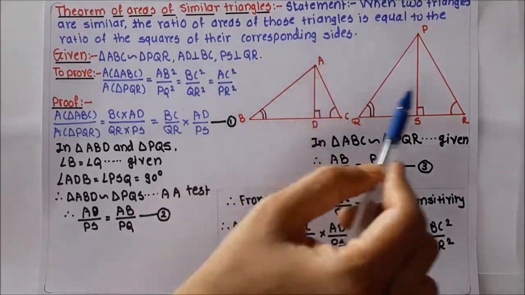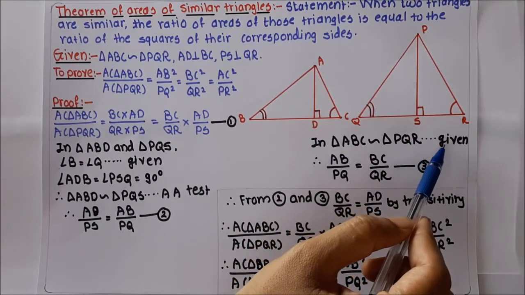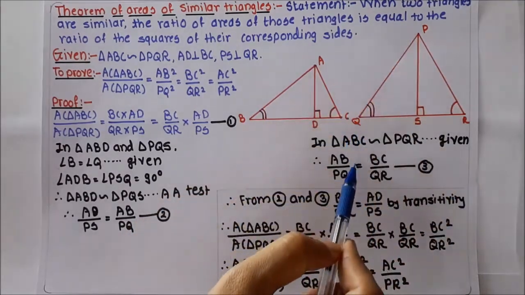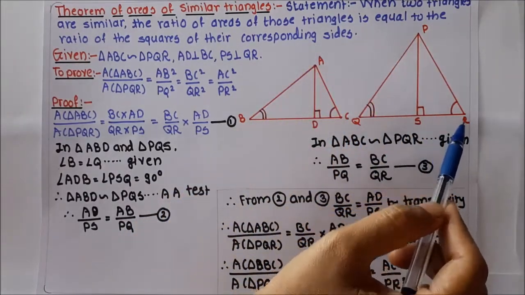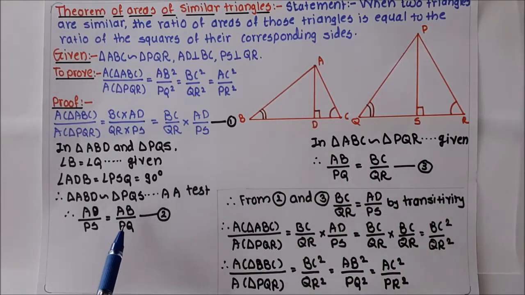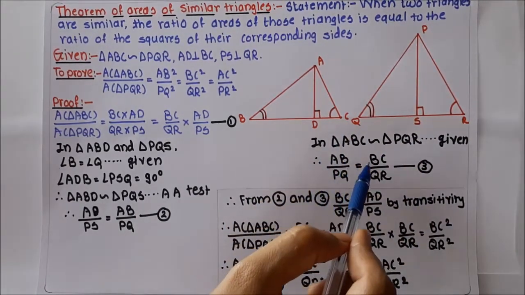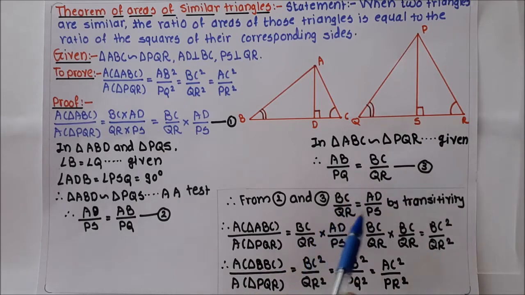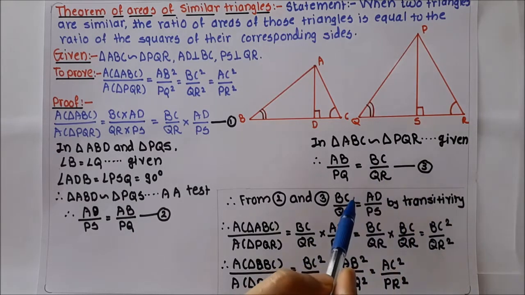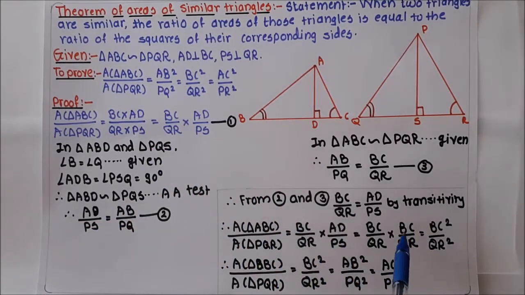Again we are going to consider the full triangles, that is triangle ABC similar with triangle PQR, and because of this AB upon PQ is equal to BC upon QR. This is statement number 3. According to statement number 2, AD upon PS is equal to AB upon PQ. According to statement number 3, AB upon PQ is equal to BC upon QR. Means by transitivity here we can replace this AD upon PS by BC upon QR.